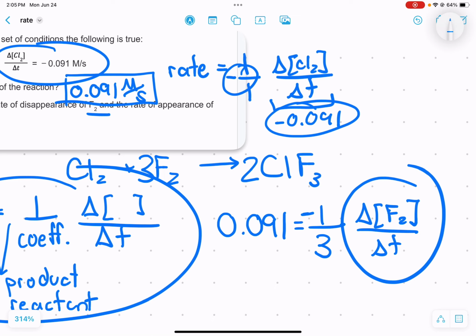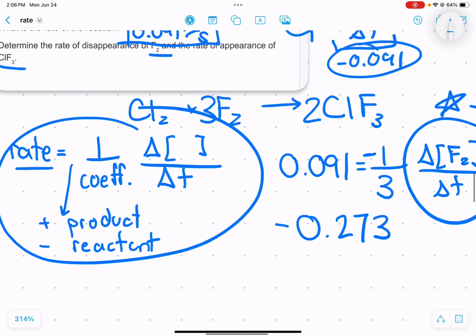Okay, so what we really need to do is multiply the rate 0.091 times negative 3, in order to isolate this as our variable. So that comes out to be negative 0.27, basically, 273, I guess. So the change in the concentration of F2 is 3 times that of the change in Cl2. That should make sense because it corresponds to the coefficients.